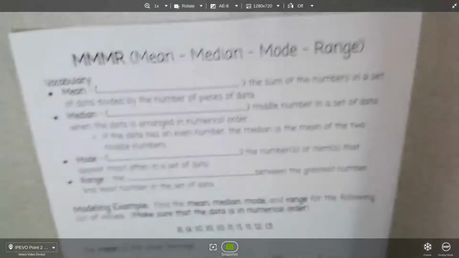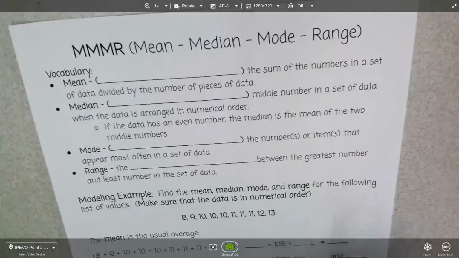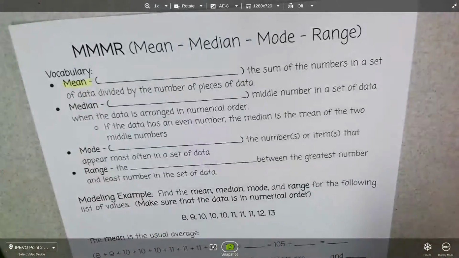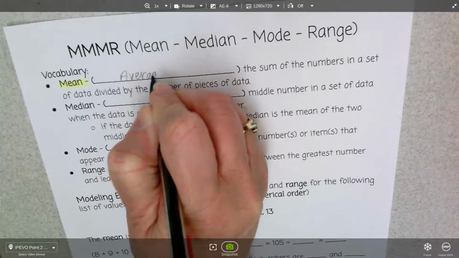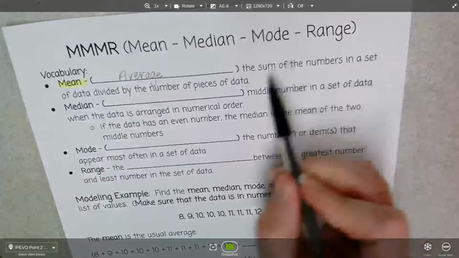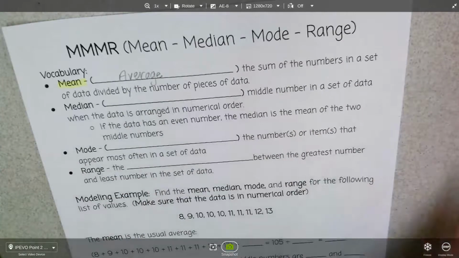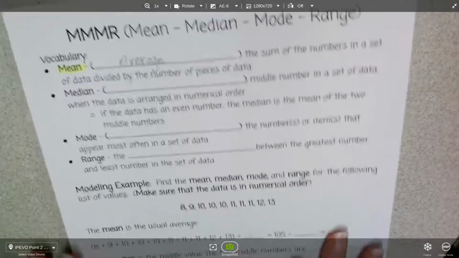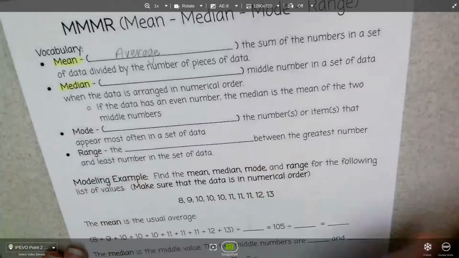Okay, so today we're looking at mean, median, mode, and range. Our vocabulary terms: mean is our first one. With the mean, we're looking at the average. It is the sum of the numbers in a set of data divided by the number of pieces of data. Guys, this is how we find your grades. We average them together.